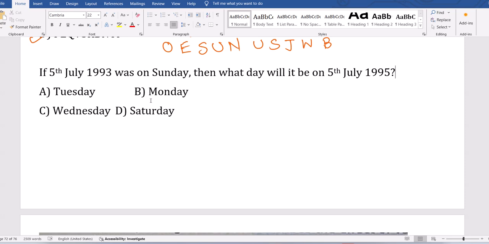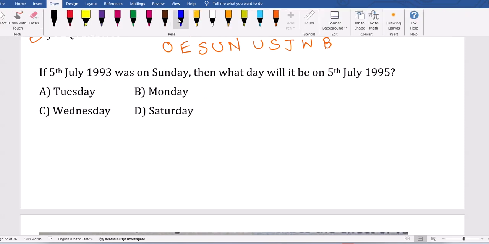Here, if you observe the question, this is regarding the calendar concept. So 2 years, that is two non-leap years. For every non-leap year, we have 1 odd day. As these two non-leap years are involved, we'll get 2 odd days, and we have to go with the answer Tuesday. Every year one odd day will be there for a non-leap year. As these two non-leap years are involved, we'll get 2 odd days, so the answer will be Tuesday. Simple.